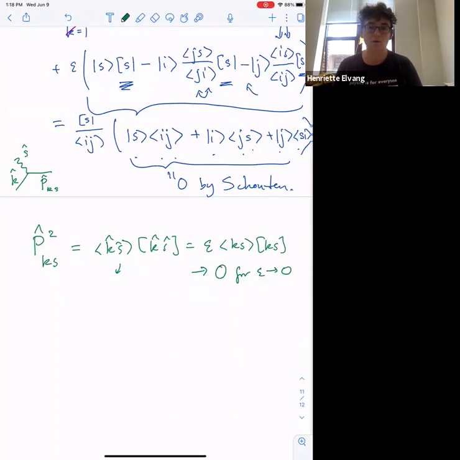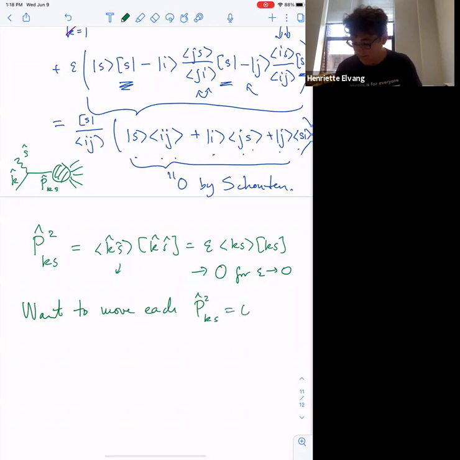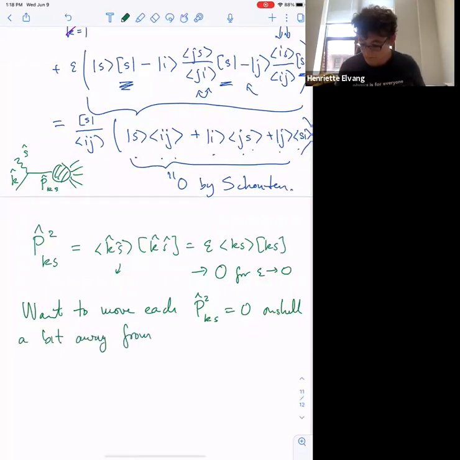That means that the poles for all the different diagrams that factorize in this cubic way will have the poles located in the same place. And that's kind of unfortunate, because then I can't use them as simple poles where I can easily extract the residues. So I want to move each pks equal 0 on shell condition a bit away from epsilon equals 0.